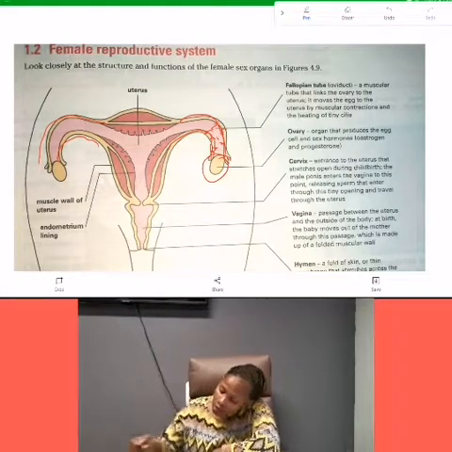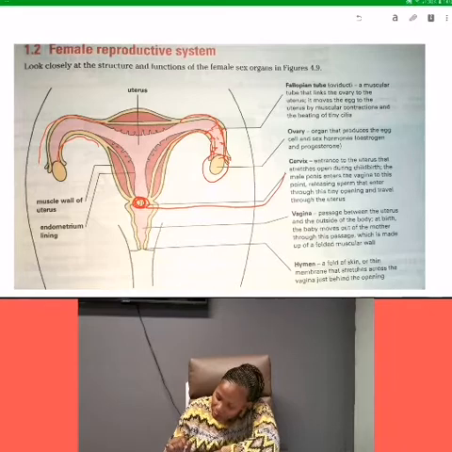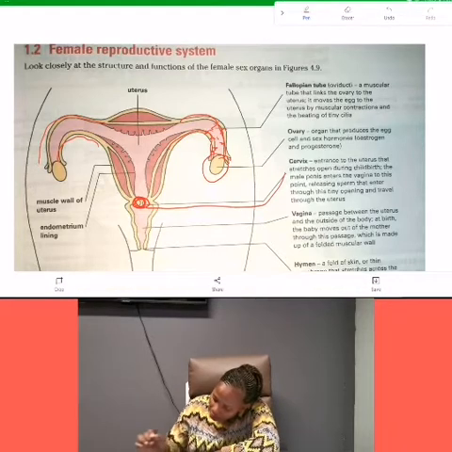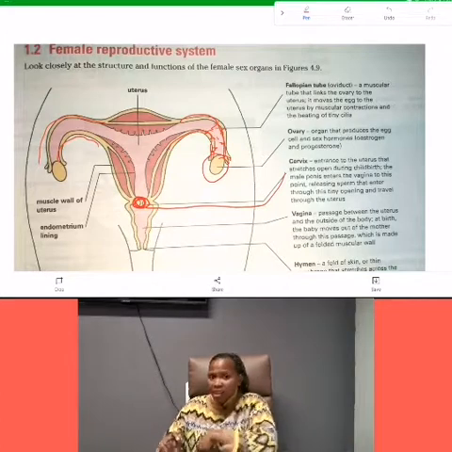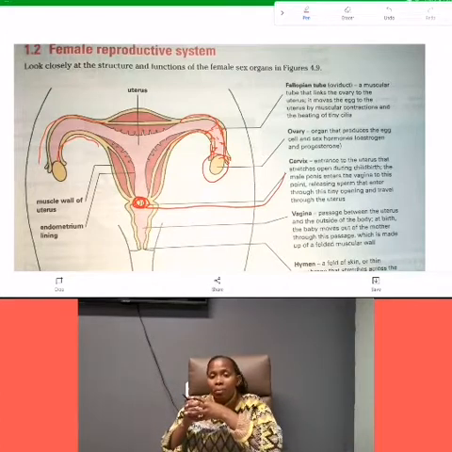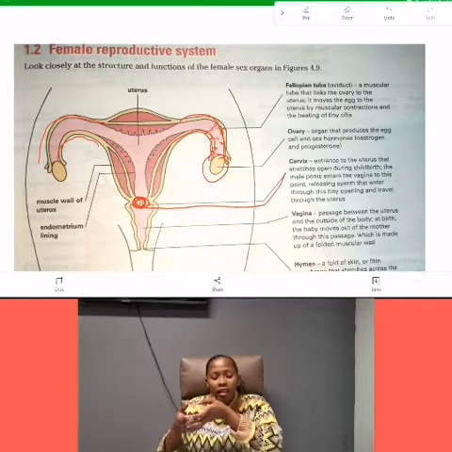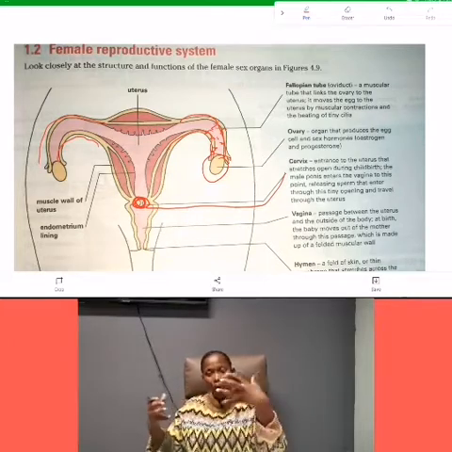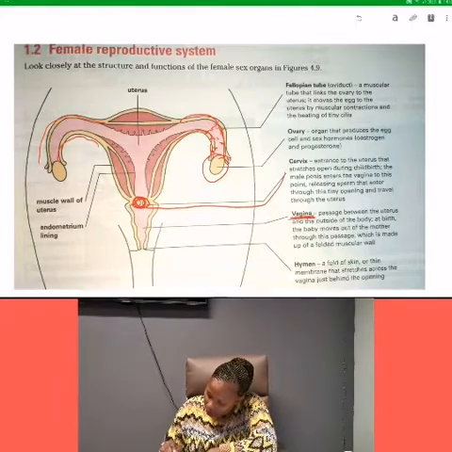Then we have a cervix, which is an opening that you find between the vagina and the uterus. It's an opening at the beginning of the uterus. It is usually very tight, but when a person is giving birth, it contracts and opens up.